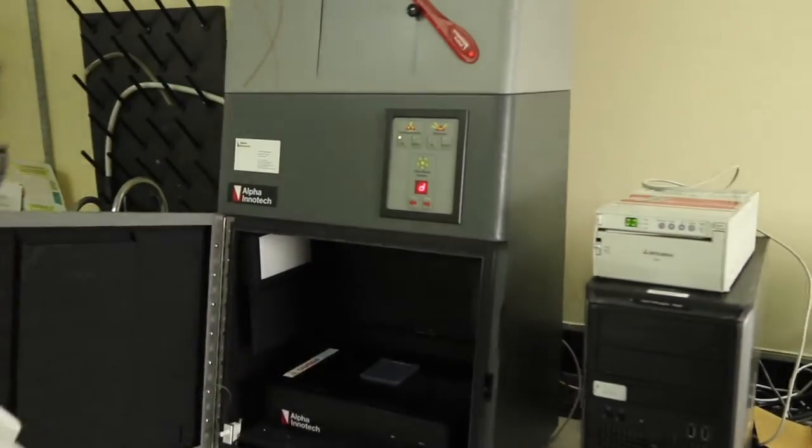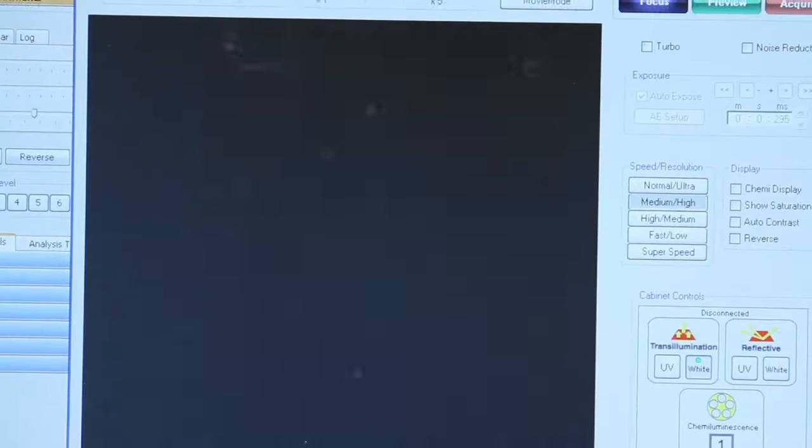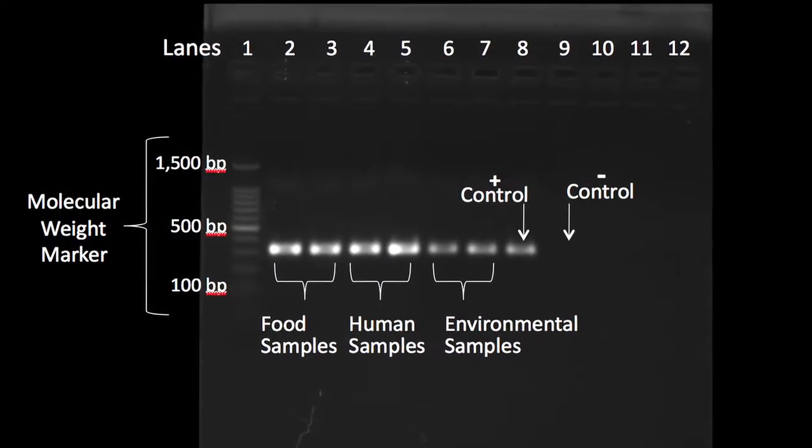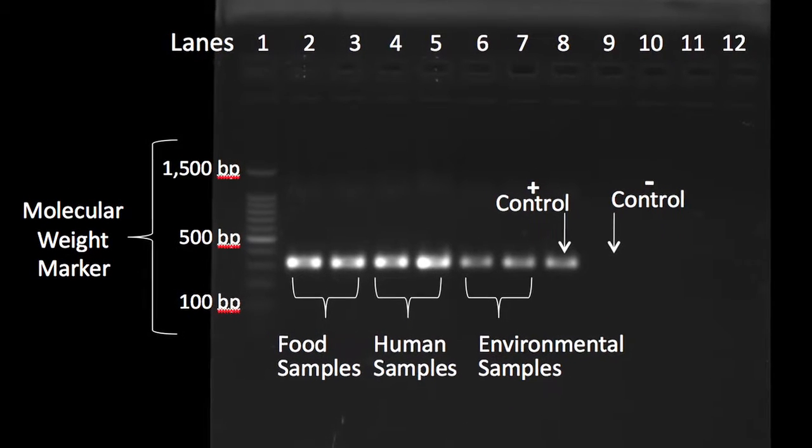We compare the bands to segments of known sizes. If the unique segment from a pathogen was present in the sample, it should be amplified by PCR and measured to the expected size.